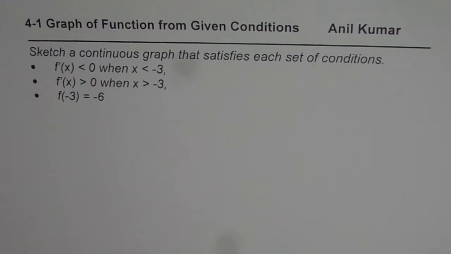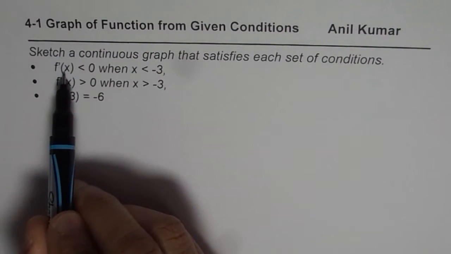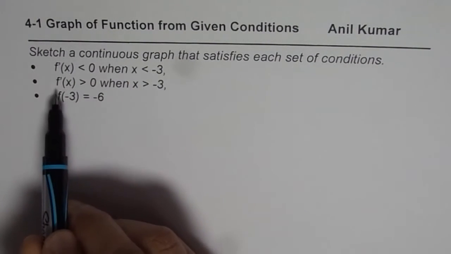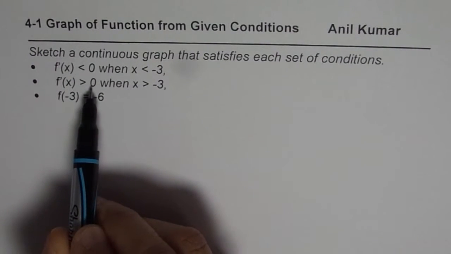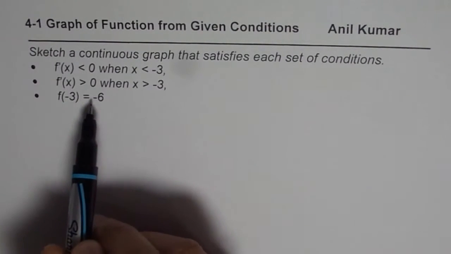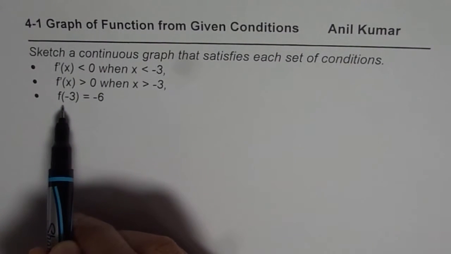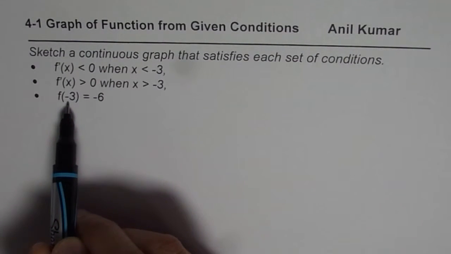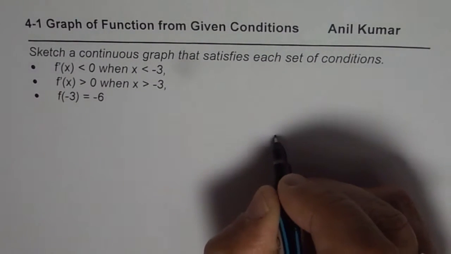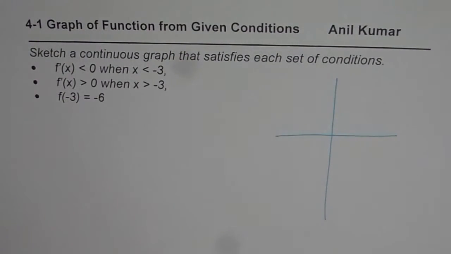3 is -6. So you could also read this as: the derivative of the function is negative when x is less than -3. The derivative of the function is positive when x is greater than -3, right? So that is the derivative information, and as far as the function is concerned, its value at -3 is -6. That makes more sense. So from here, let us first sketch the graph of the derivative itself.